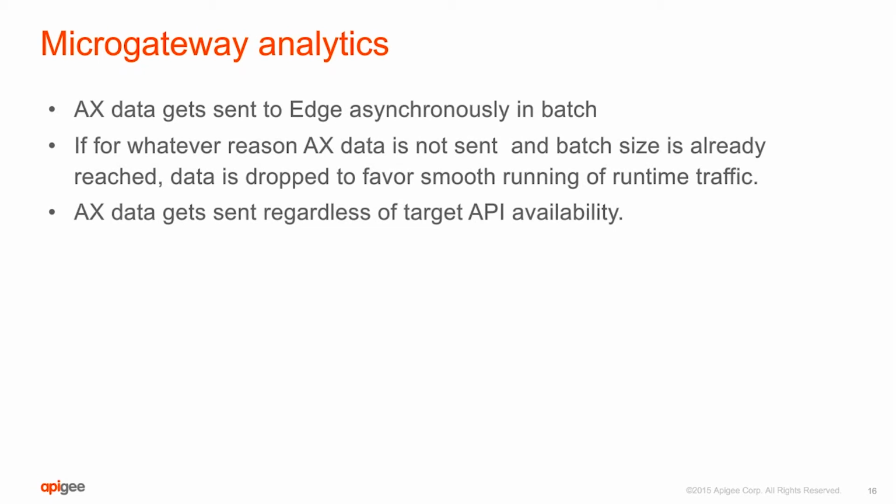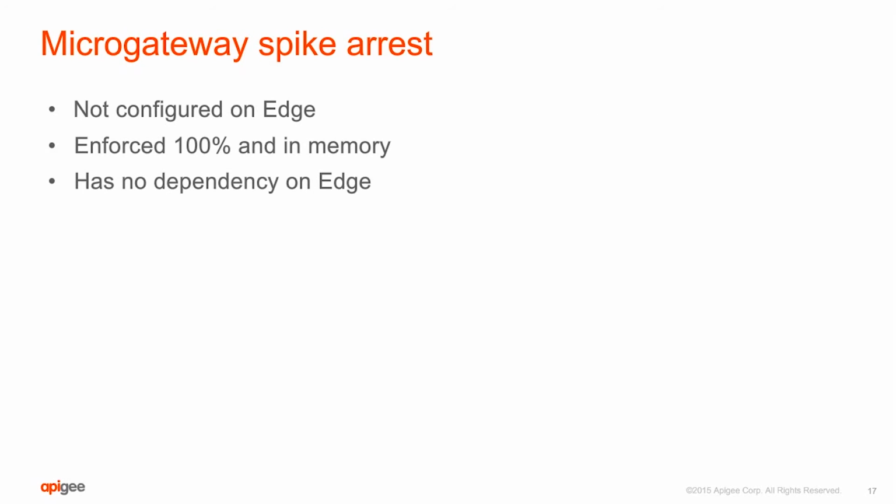The next feature is spike arrest. For spike arrest, you just have 3 lines in the configuration that I was showing before. You just say, I want to enable a spike arrest, and it's going to be 10 API calls per second. That's what you do, and that enforcement will happen locally in memory, because you don't want the spike arrest check to happen against Edge, because by that time it may be too late. So spike arrest is the only thing that you define in the configuration locally, not on Edge, and it is enforced in memory as well. So it is enforced 100% actually, because there is no lag.